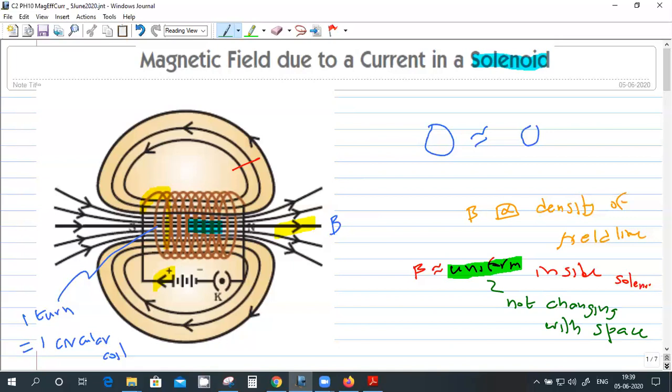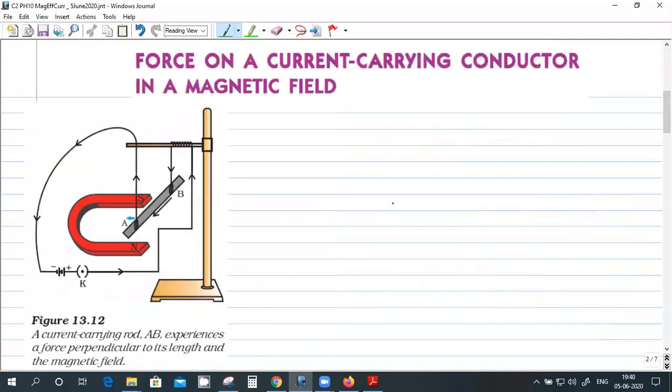So the thing which is not changing with time, what is it called? Something which is not changing from point to point in space is called uniform. Something which is not changing with time is called constant. So these are two different concepts. Uniform means not changing from point to point in space. Constant means not changing with time.